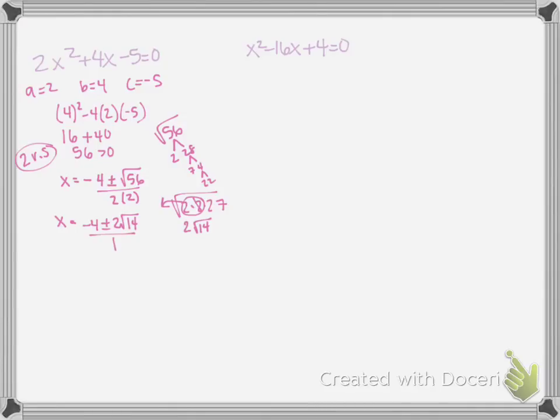2 times 2 gets me 4. And all of my outside numbers are divisible by 2. So we're going to simplify that. So all of these numbers I can take out a 2. So I got x is equal to negative 2 plus or minus 1 square root 14 over 2. Do not divide what's under the square root. It has to be the number in front if we're trying to simplify.